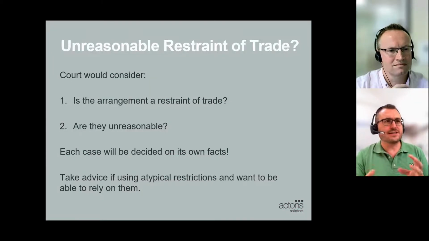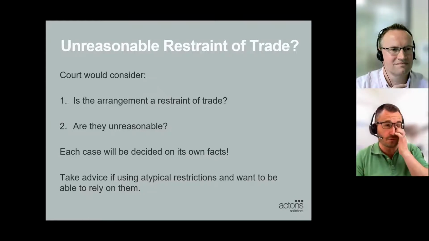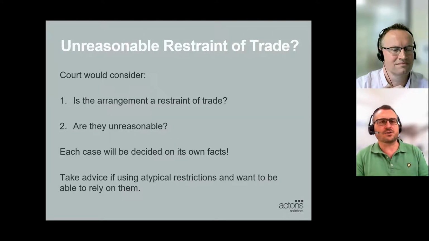Part of the reason for mentioning these as part of this session is to give some ideas around how they might work, or other things that you might think about, but also because there is a risk, and it's just to flag that risk, that the courts will look at those kinds of what are often called atypical restrictions in a similar way to normal restrictive covenants. So they'll look at it and say, is this a restraint of trade?